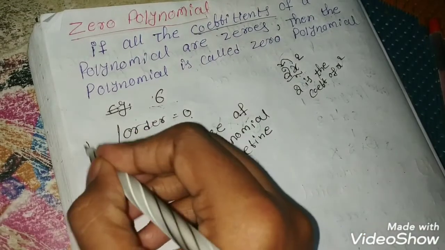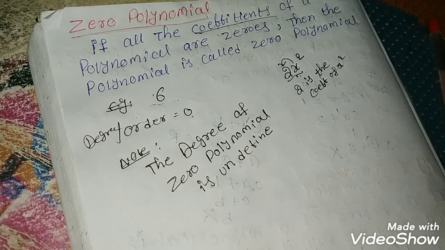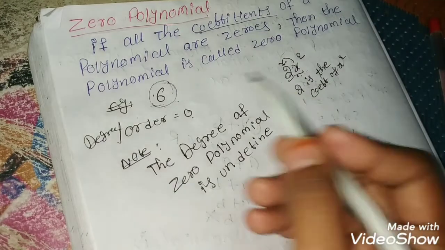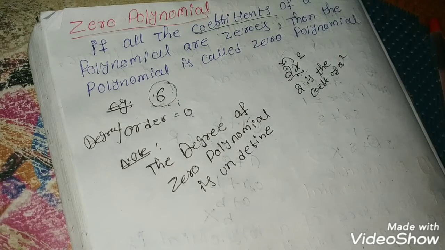Order or degree. So we have no coefficient in this polynomial because we have only a constant term. Okay, this is called a zero polynomial. That means we have only a constant term. That is called a zero polynomial.